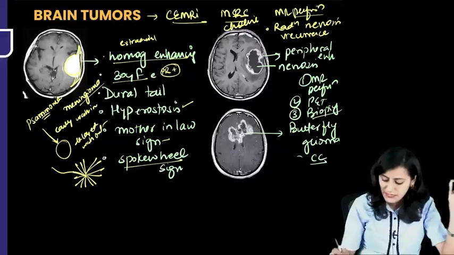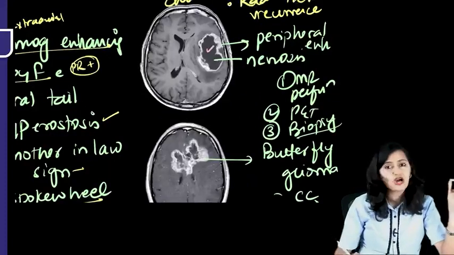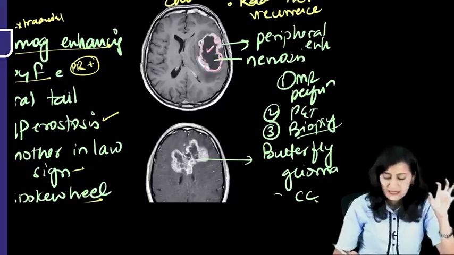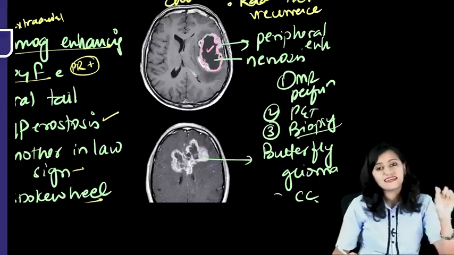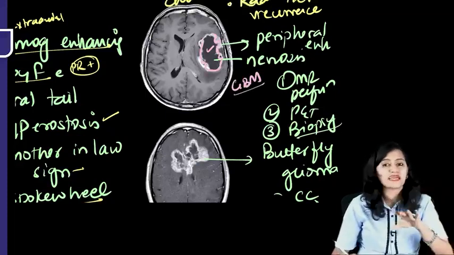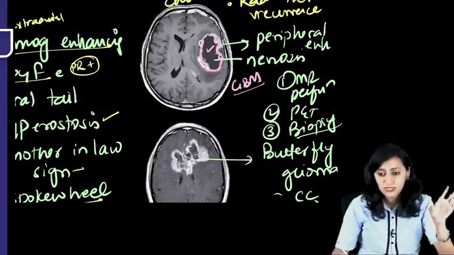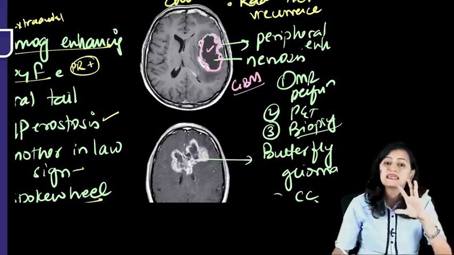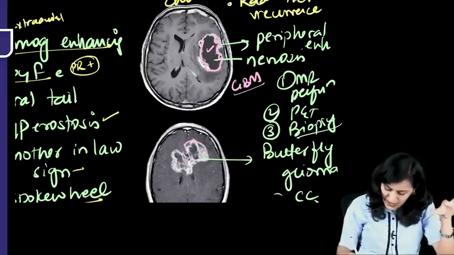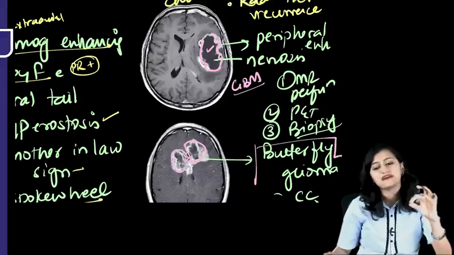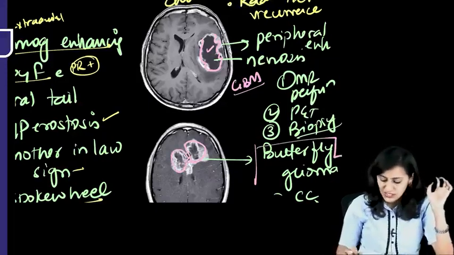Next one, when you have a brain tumor, which appears necrotic and it has this nodular enhancement. This is suggestive of a high-grade tumor like GBM, glioblastoma multiforme, which is an aggressive grade 4 WHO tumor. And this GBM can cross the midline, involve the corpus callosum, and then it can give this butterfly appearance, that is butterfly glioma. Okay, so this is GBM.